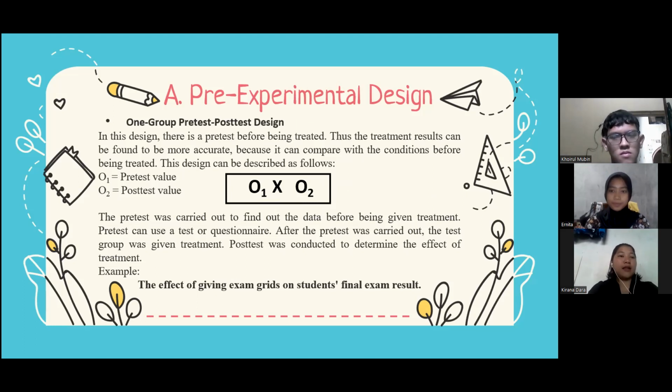The second kind is one group pre-test post-test design. In this design, there is a pre-test before being treated. Thus, the treatment results can be found to be more accurate because it can be compared with the condition before being treated. This design can be described as follows: O1 as pre-test value and O2 as post-test value. The example is the effect of giving exam grades on student final exam results.